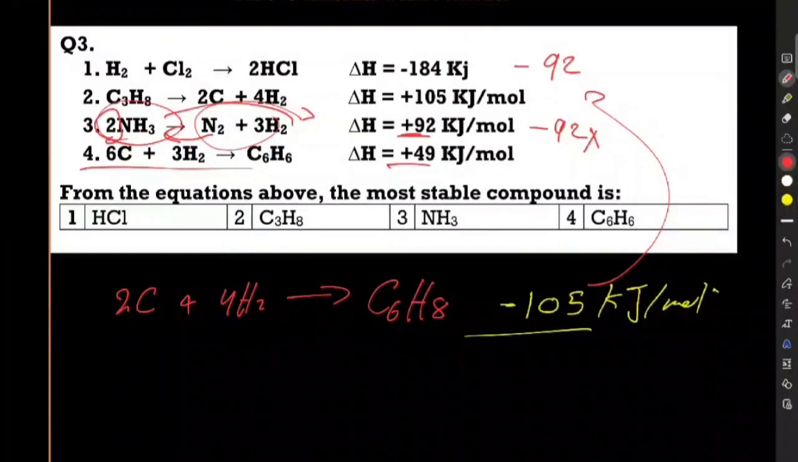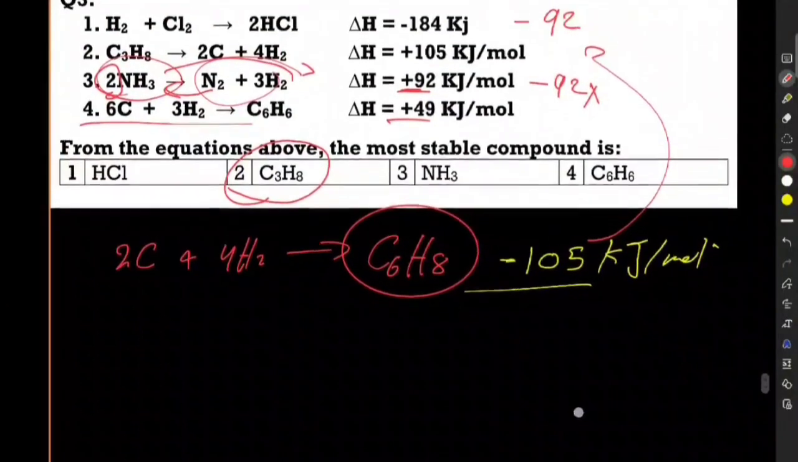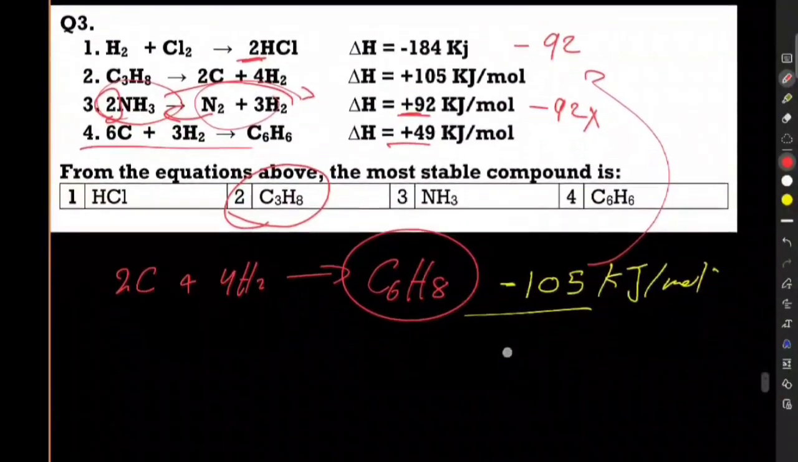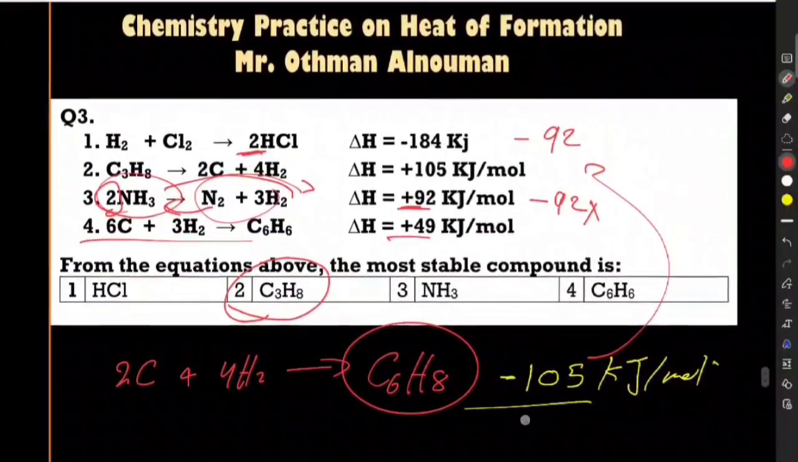So now I'll find that the highest heat of formation, the highest negative, is the heat of formation of propane, which is answer number 2. This question's correct answer is number 2. So you need to think about these numbers, the moles and the signs. They make a very big difference in such questions and equations. I hope this was helpful for you, and until next time, ciao.